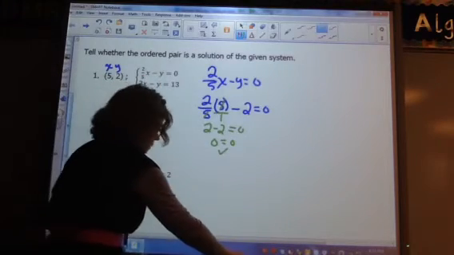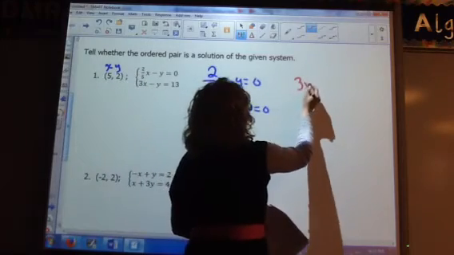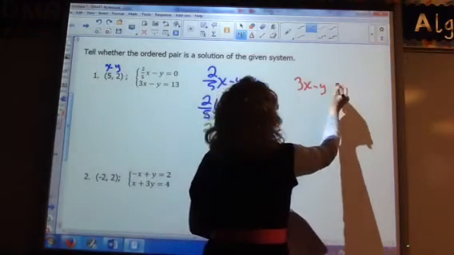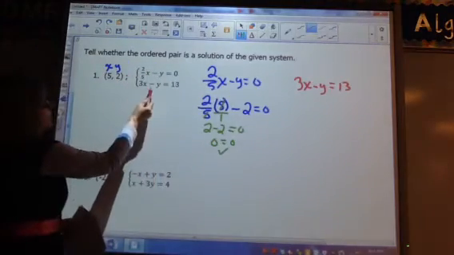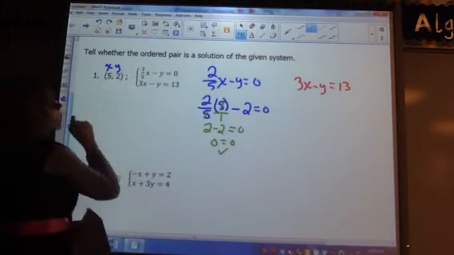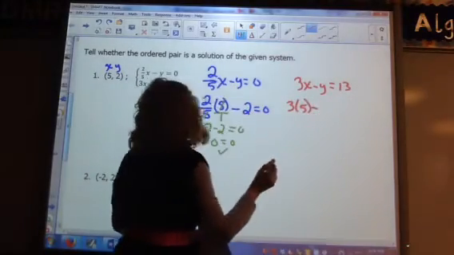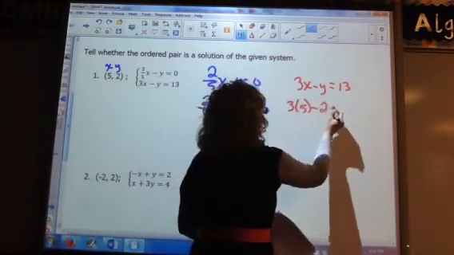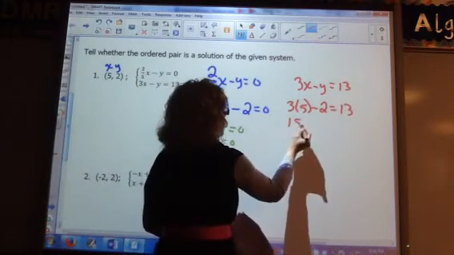Now let's check the second equation. Our second equation is 3x minus y equals 13. Now, we're going to see if this point is on this line. Our coordinate for x is 5, and our coordinate for y is 2. So let's substitute in. Let's simplify the left side and see if we get a true statement.